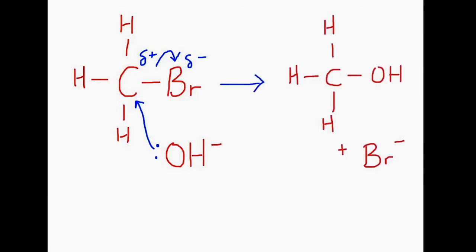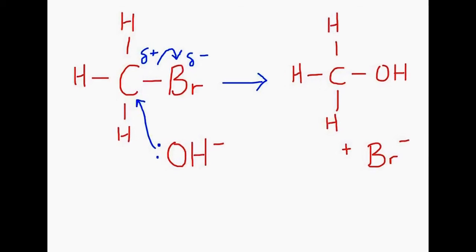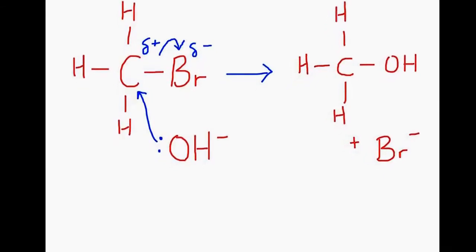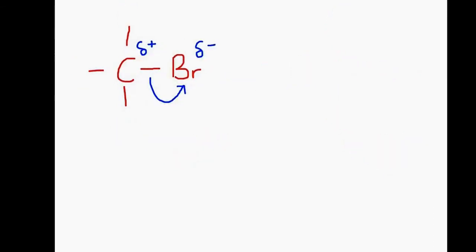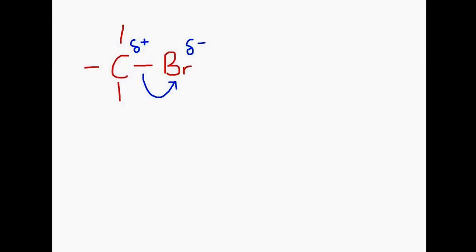So our products, the hydroxide ion has essentially been substituted and a bromide ion is left in solution after the reaction's taken place. We have made an alcohol. There is another way that this mechanism can take place though, in 2 steps.